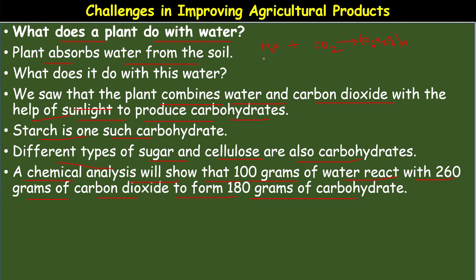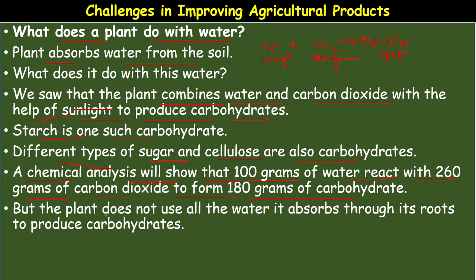Here, in one experiment or one analysis, what they have found is 100 grams of water reacts with 260 grams of carbon dioxide, which results in the formation of 180 grams of starch or glucose. Carbohydrate is formed.